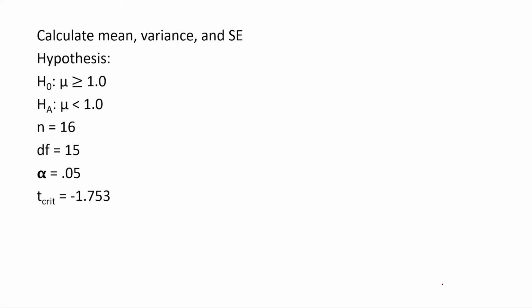Our sample size is 16, our degrees of freedom is 15, our alpha is 0.05, and our critical value, t-crit, is negative 1.753, and that comes from the table. Right, if alpha is 0.05 and we don't have to divide it, our degrees of freedom is 15, then we get 1.753. It's negative though because this is a left-tailed test.